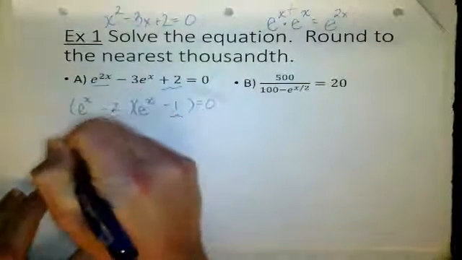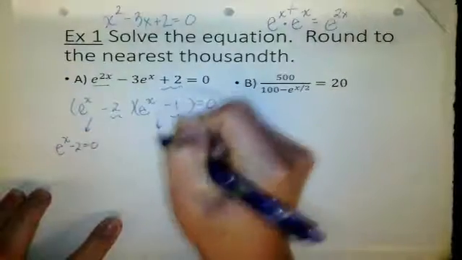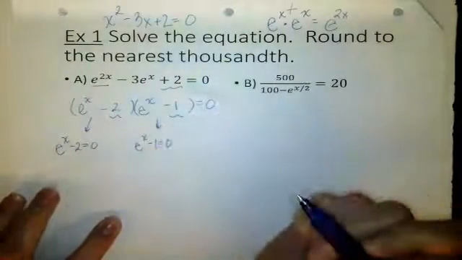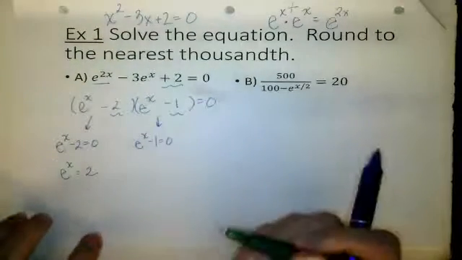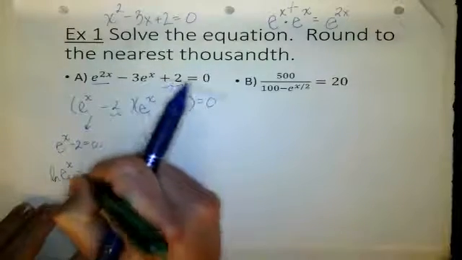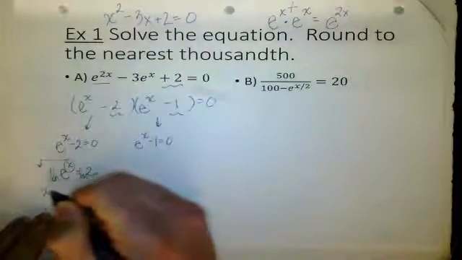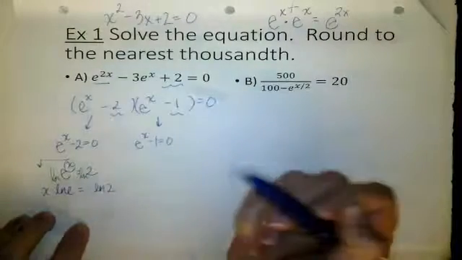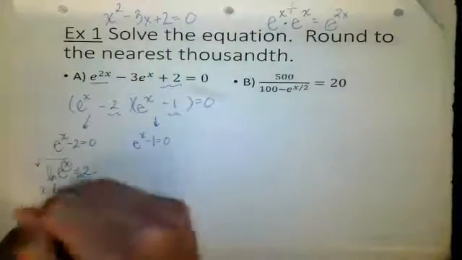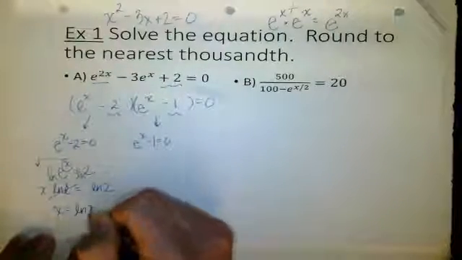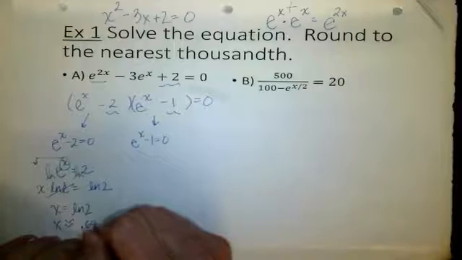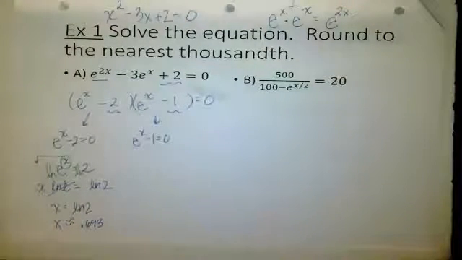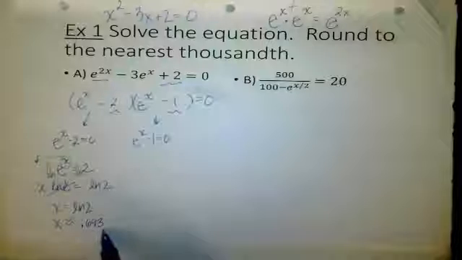Set each binomial equal to 0. So we get e to the x minus 2 equals 0, and we get e to the x minus 1 equals 0. So I'm going to go ahead and add the 2. And then how do you solve from there? Natural log both sides. Good. So our power gets to fall down. X times the natural log of e equals the natural log of 2. What is the natural log of e? 1. So we get x equals the natural log of 2, which is a beautiful exact answer, but they actually want us to round it off. And so we get 0.693. Tenths, hundredths, thousandths. Yeah.